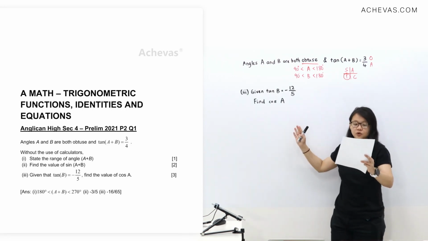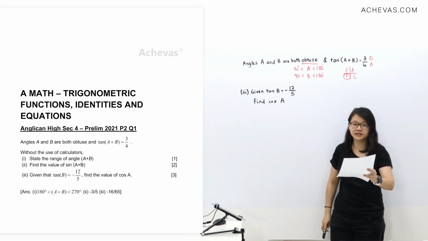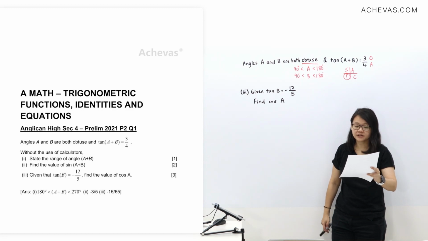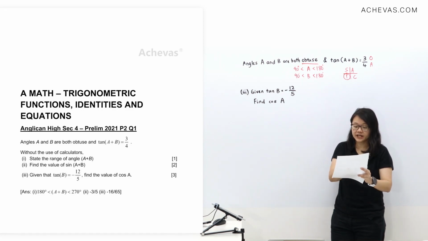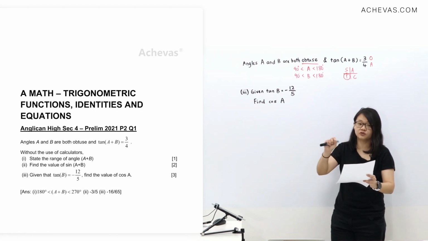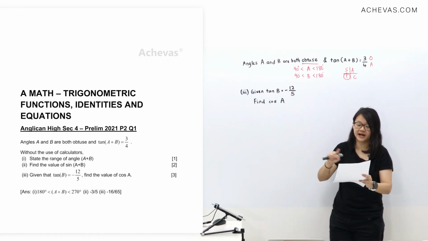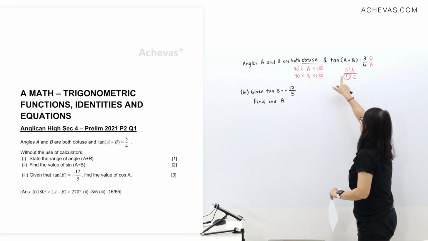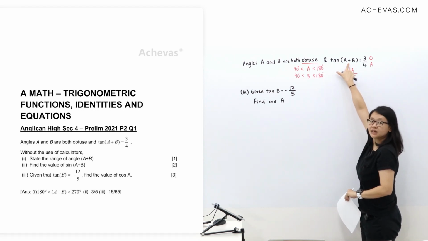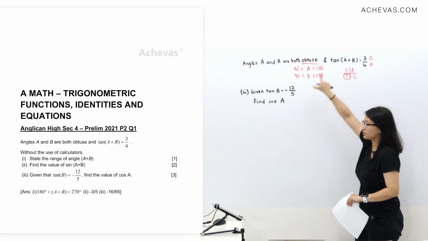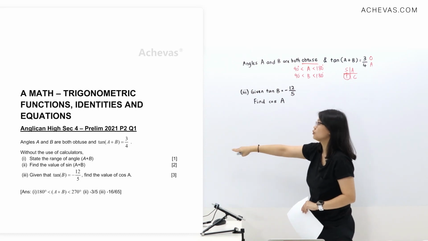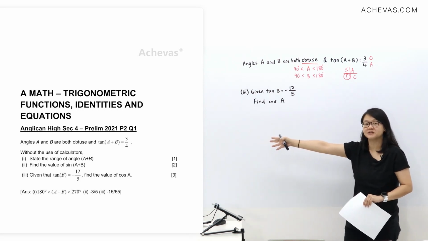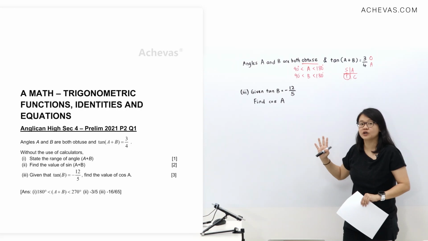Next, let's take a look at question 3. Given that tangent B equals -12/5, find the value of cos A. Now, look at what they give you and look at what you need to find. You're given tangent B, but you need to find cos A. So there are different angles. If you look at the question, we have this one that involves 2 angles, A plus B, and in question part number 2, you also found sine A plus B. So those are 2 values that you can use.